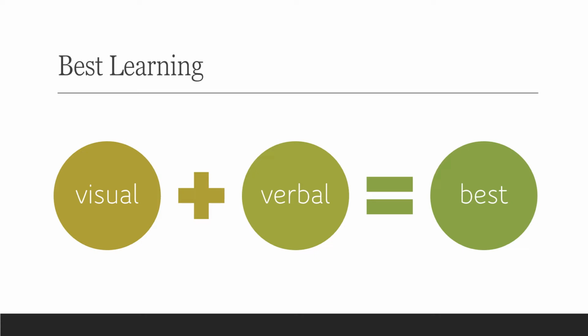Now, like all learning style preferences, it's important to remember that you're going to really get more when information is presented both ways. So although you may really like the visual side or you really love the verbal side, the best learning occurs when you have a combination of that visual and that verbal.